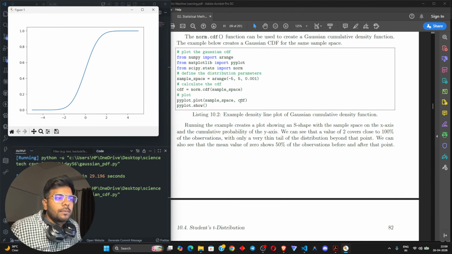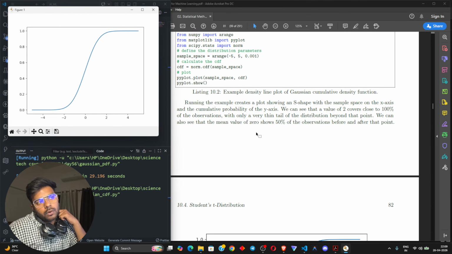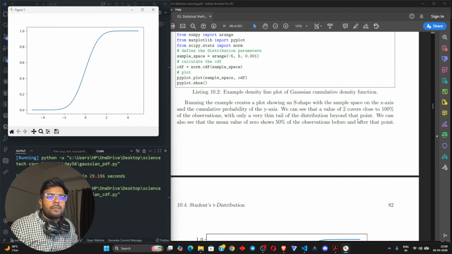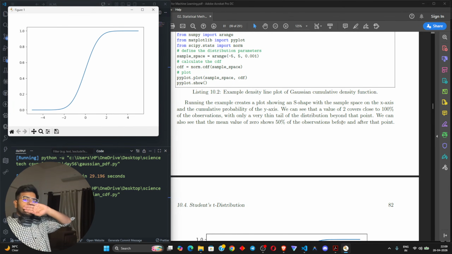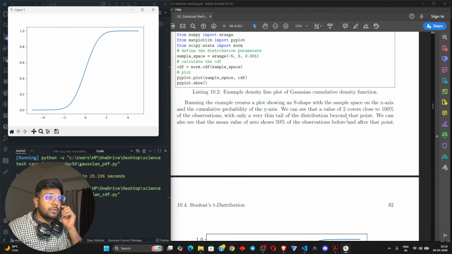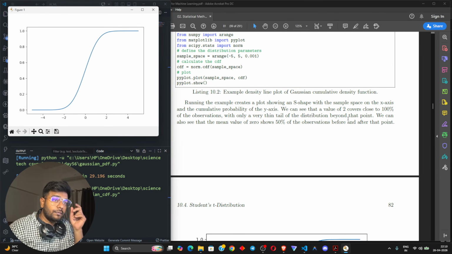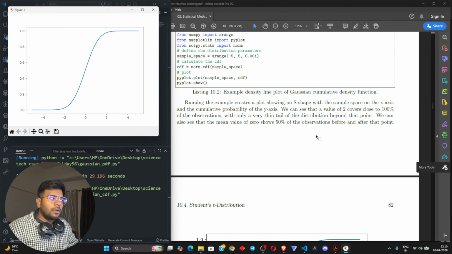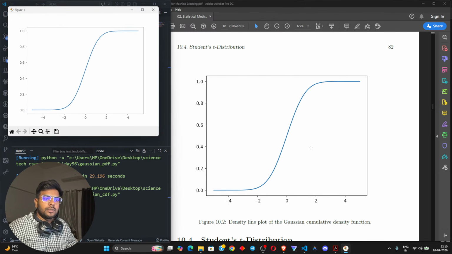Running the example creates a plot showing an S shape with the sample space on the x-axis and the cumulative probability on the y-axis. We can see that the value of two covers close to 100% of the observations, with only a very thin tail of observations beyond that point. We can also see that a mean value of 0 shows 50% of observations before and after that point.